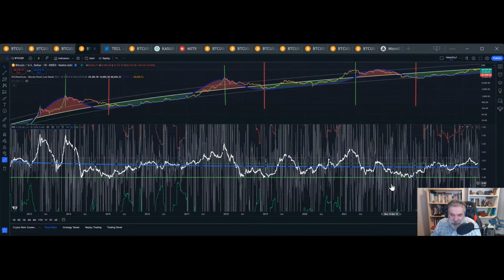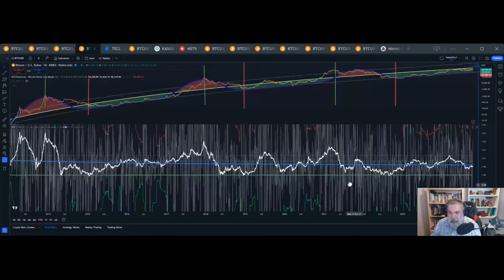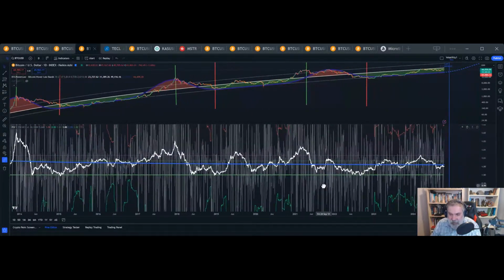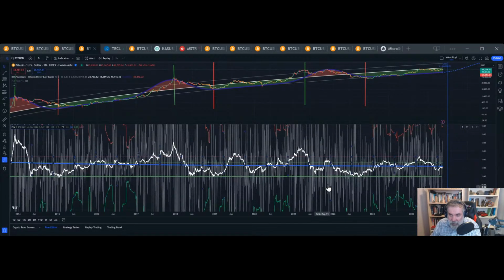What is a typical return for Bitcoin? It's the blue line. You know what the blue line is? The blue line is the theoretical returns from the power law. So if we were just moving along the power law all the time, this is what we would get. That would be the average return.